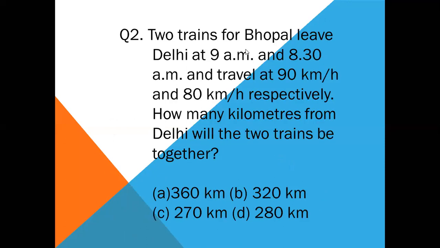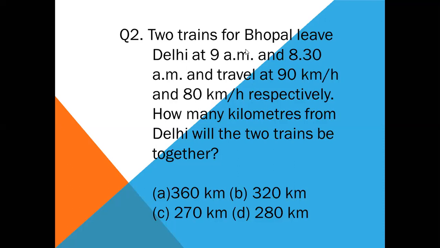Two trains for Bhopal leave daily at 9 a.m. and 8:30 a.m. and travel at 90 km per hour and 80 km per hour respectively. How many kilometers from Delhi will the two trains be together? See, in this question, first of all, both the trains are moving from Delhi towards Bhopal. I mean, two trains are going in the same direction. But one train is moving at 9 a.m., another is moving at 8:30 a.m.